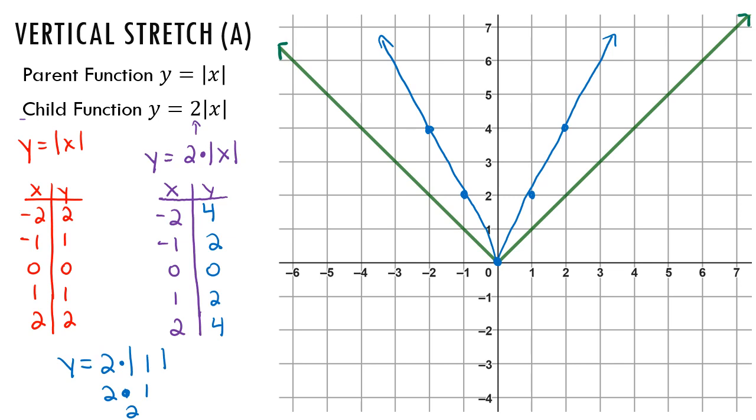Now, I'm going to put in another graph, but I'm not going to do the table. If I make another child graph, but this time I do y equals 3 absolute value of x, the graph will look like this.